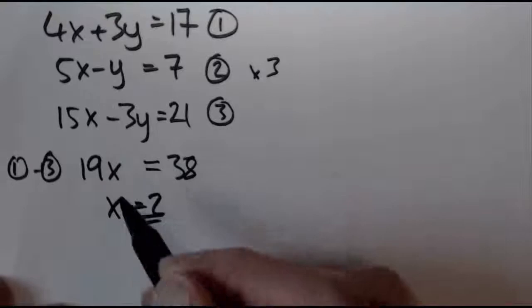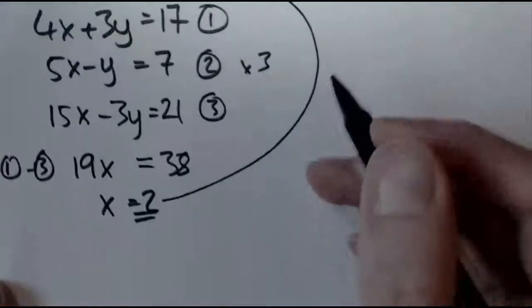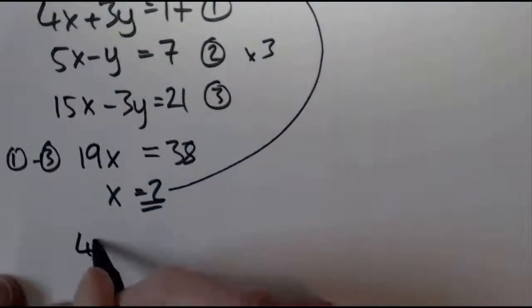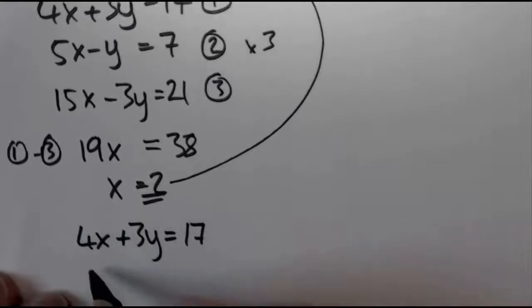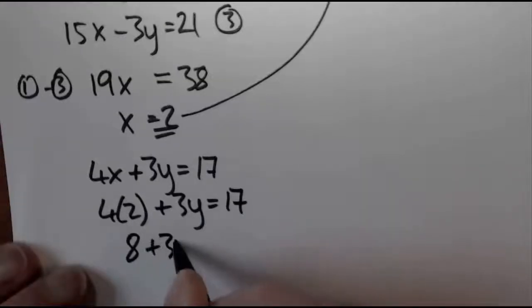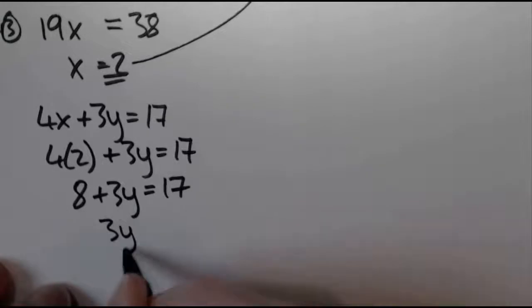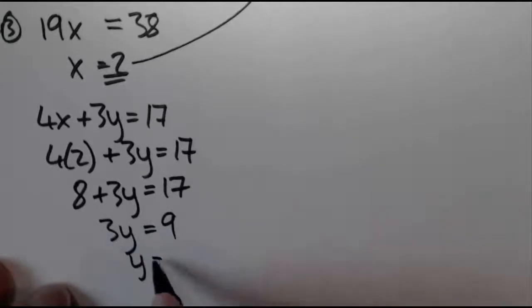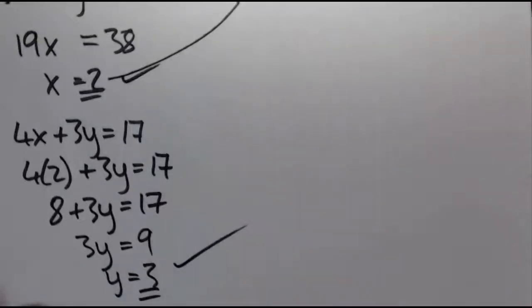What we then do is put this value of x and substitute it into one of the equations. I'm going to choose just the first equation. Now we know what x is, so it's 4 times 2 plus 3y equals 17. So that's 8 plus 3y equals 17. Take 8 away from that side, so I need to take it from that side, so that's 3y equals 9, so y equals 3. And that's got the two values.